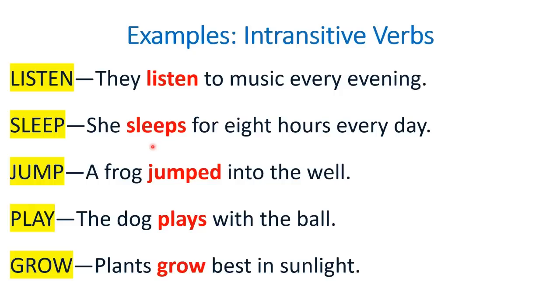A prepositional object is possible. A frog jumped into the well. We cannot say the frog jumped the well. It requires a preposition, so into the well. These are all intransitive verbs. The dog plays with the ball. You cannot say the dog plays the ball. You have to say the dog plays with the ball.